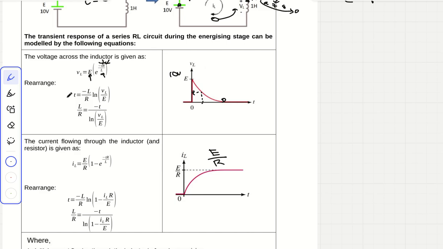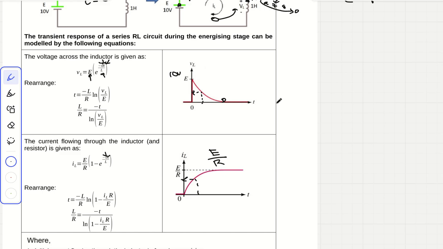I have also rearranged the equation in case you want to find the time, L or R, you can use this equation. Similarly, this is for the current across the inductor. The current across the inductor you can find at any time using this equation. Just substitute the value of the t.